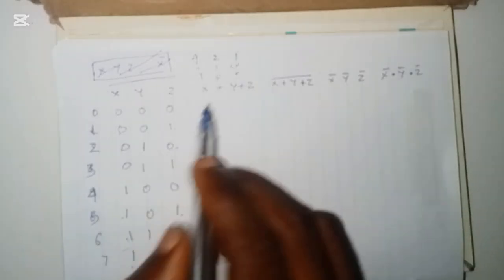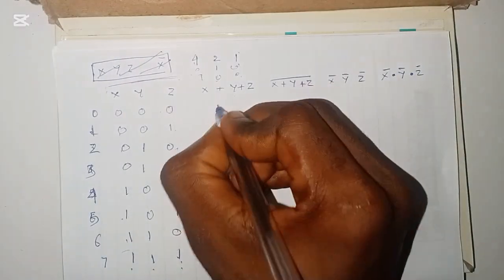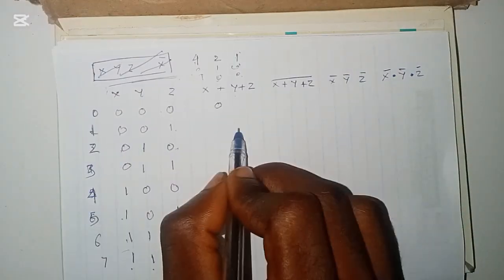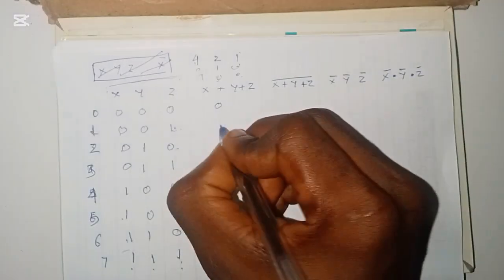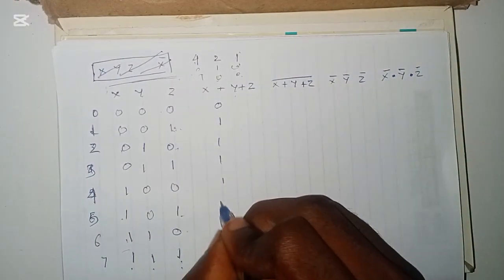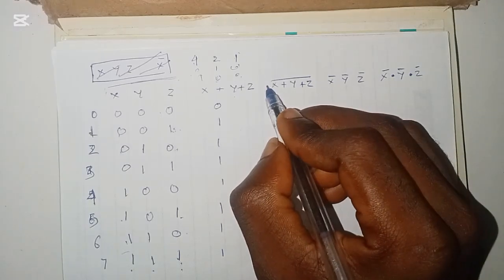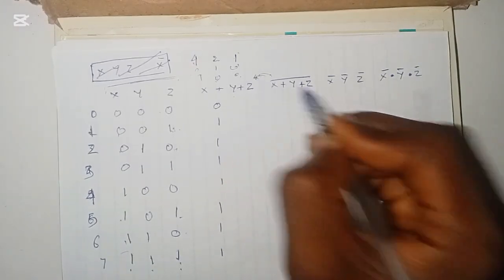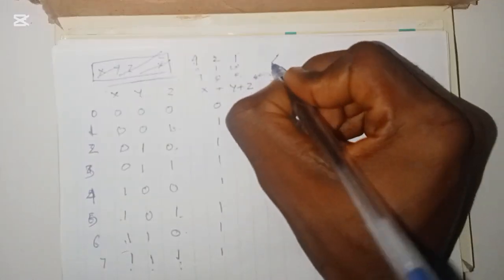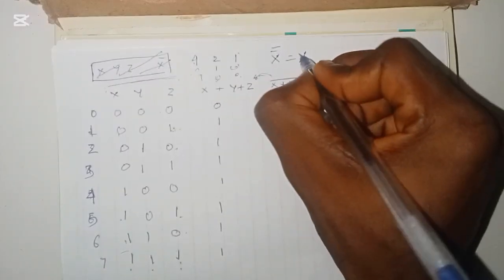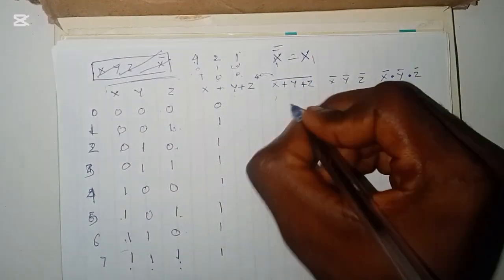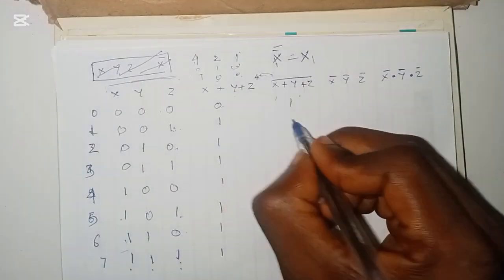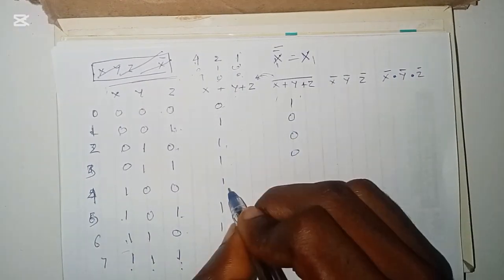Okay, so x plus y plus z: as long as one of the inputs is true, they will all be true. So this is 1 1 1 1 1 1. This is the inverse of this one. That's why he's saying that x double bar is equal to x, because this is the inverse of the inverse, which is x. So 0 is 1, 1 is 0, 0 0 0 0 0 0.